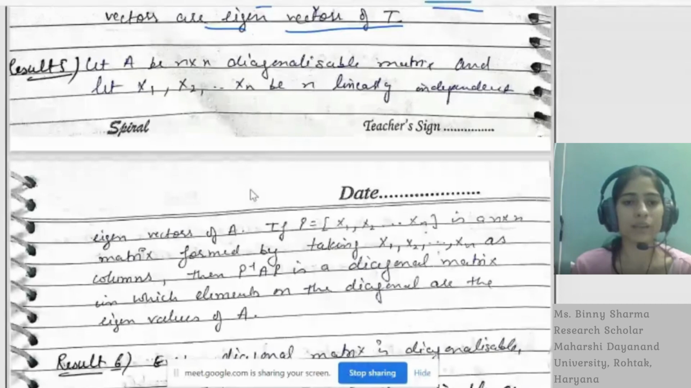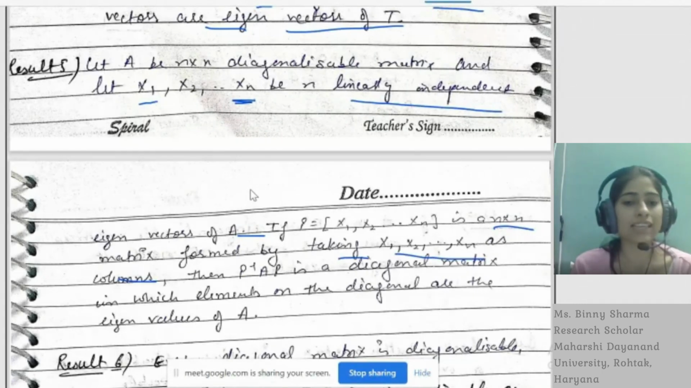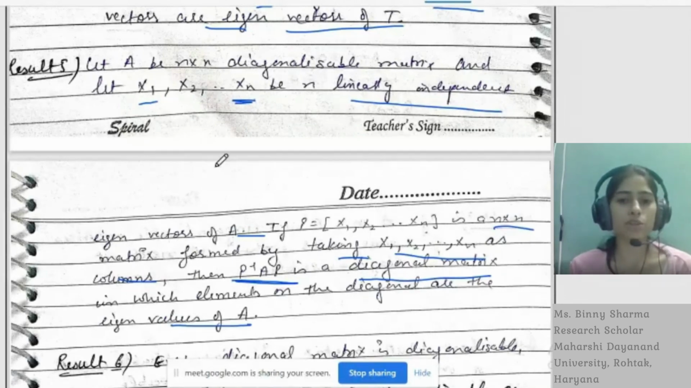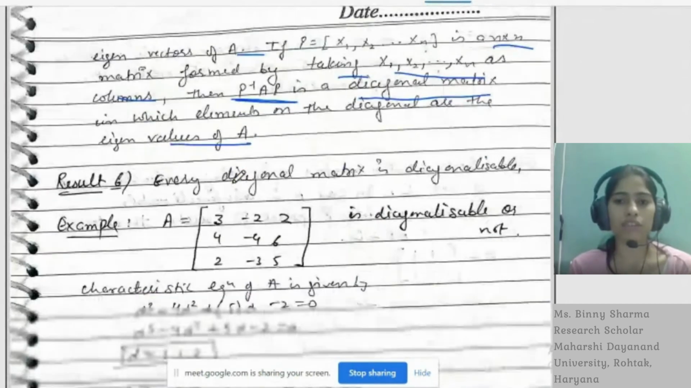Result 5. Let A be an n cross n diagonalizable matrix and x1, x2, ..., xn be n linearly independent eigenvectors of A, and we make up matrix P from these eigenvectors. If P equals [x1, x2, ..., xn] is the n cross n matrix formed by taking x1, x2, ..., xn as columns, then P inverse AP is a diagonal matrix in which the elements on the diagonal are the eigenvalues of A. I'll show you how we will apply these results, so you have a clear idea.